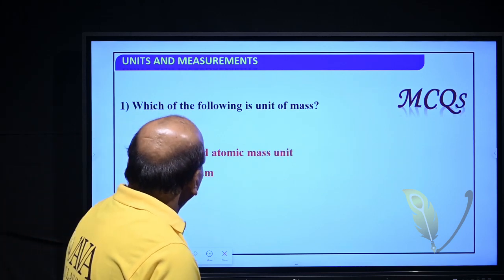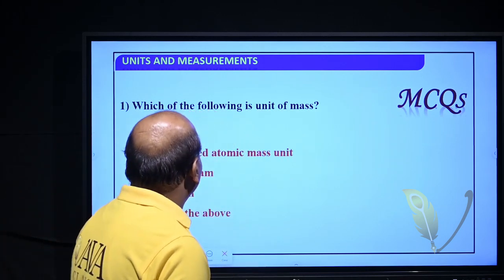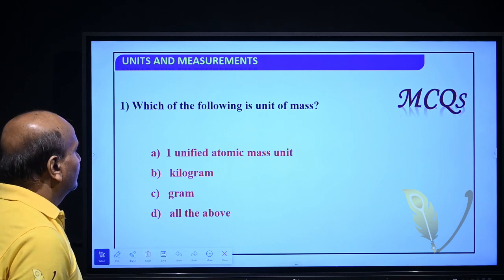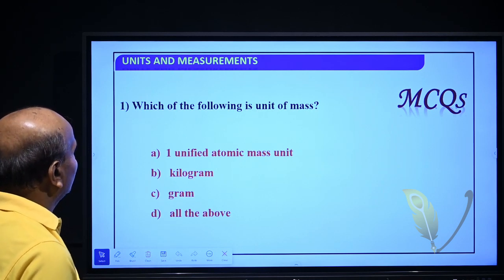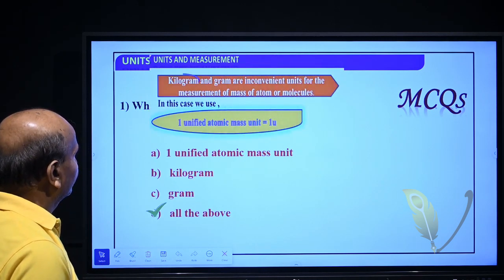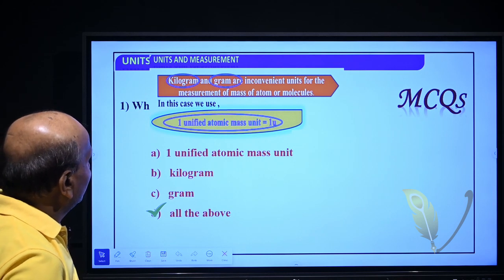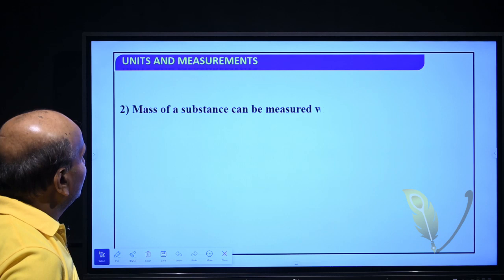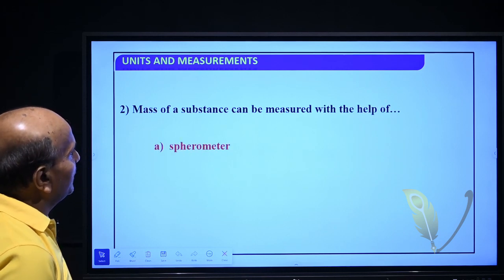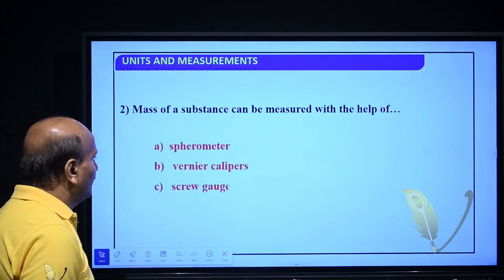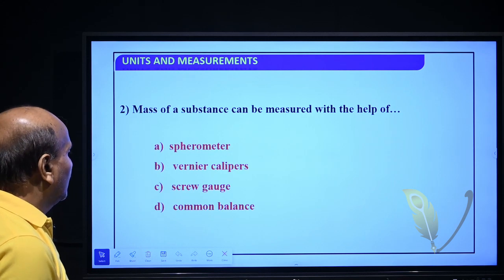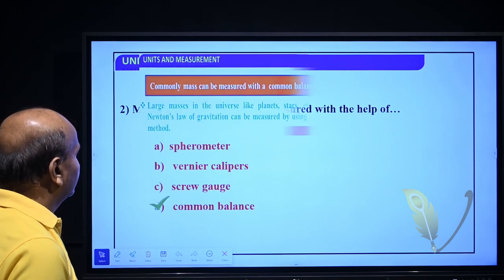So, which of the following is a unit of mass: kilogram, gram, or all of the above? Atomic mass unit, kilogram, gram, all are units of mass. Mass of a substance can be measured with the help of a spirometer, vernier calipers, screw gauge, or common balance. That is, common balance.